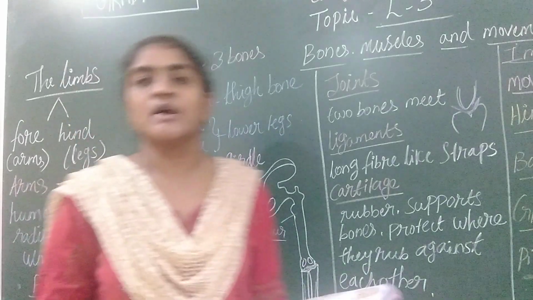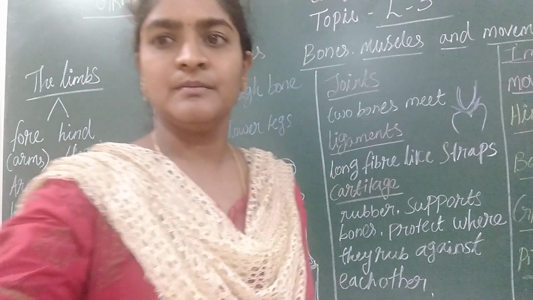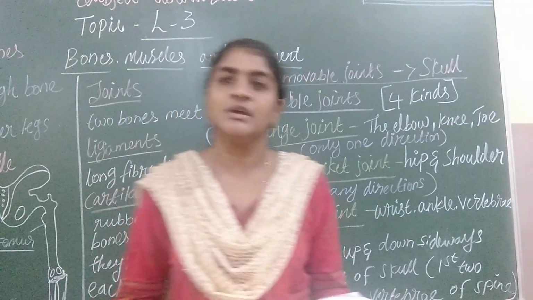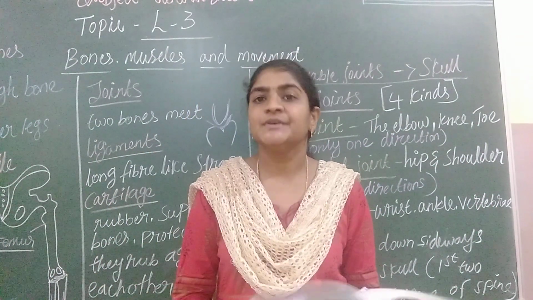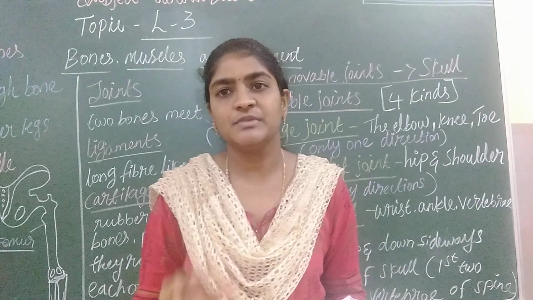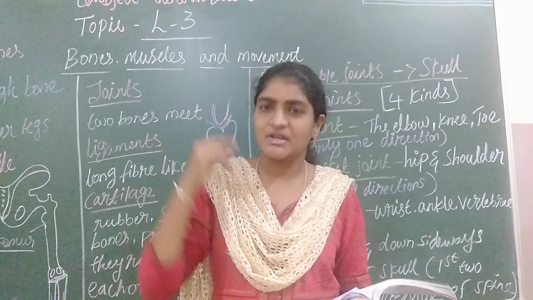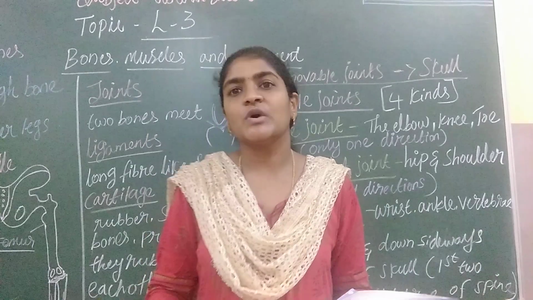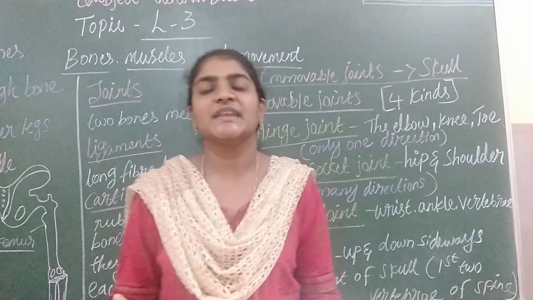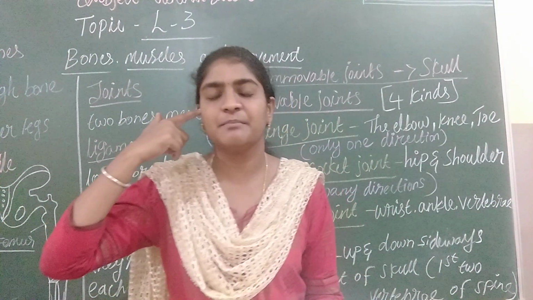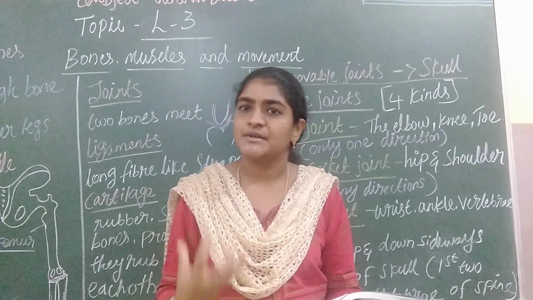Next, joints are of two types: movable joints and immovable joints. That is what we are going to study now. First, we are going to see immovable joints. Immovable joints are found in the skull. They protect the brain. I have explained that the cranium and facial bones are joined together, but they are not movable. Why? Because they protect our brain.